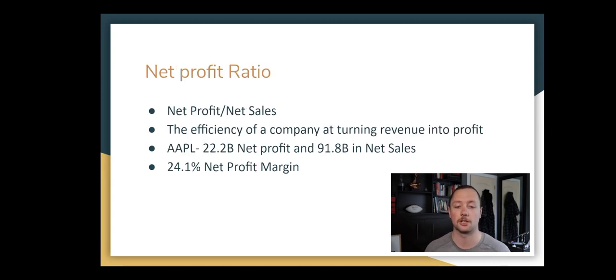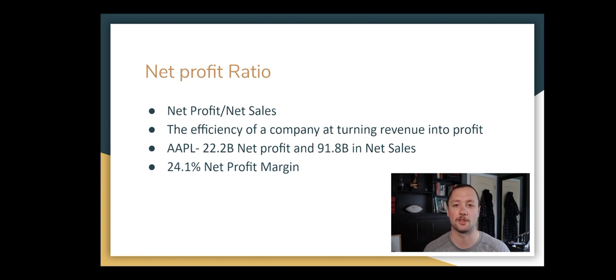So the first ratio that we're going to look at is the net profit ratio. It's very simple. It's the net profit divided by the net sales. And it's basically a measure of the efficiency of a company at turning revenue brought in into profit that they can give back to shareholders or use as an investment into the company.